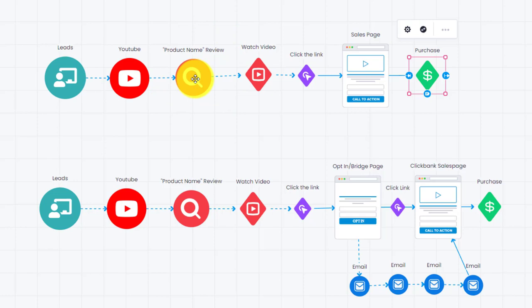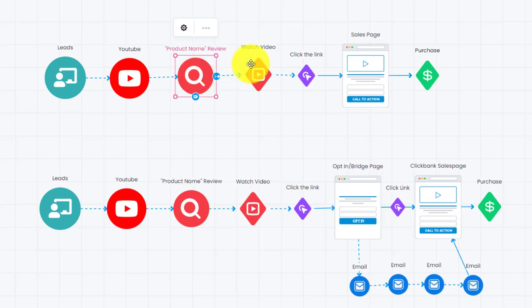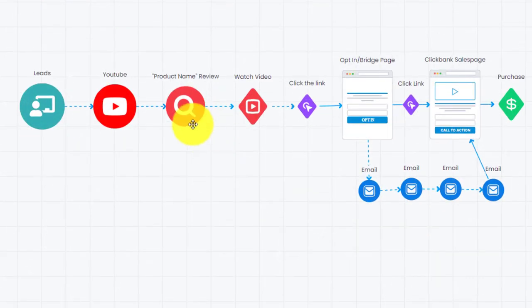This is the main thing that we need to concentrate on. The product review is the way that you're going to get people who type in a product name and a review over to your video, and then once they're interested, they'll start clicking into the description and then go over to the sales page.